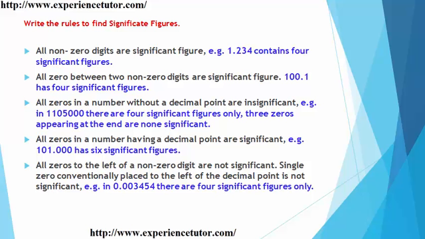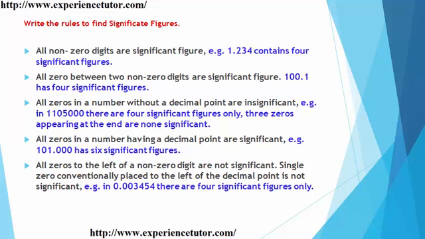Rule 3. All zeros in a number without a decimal point are insignificant. Example, in 110.5000, there are 4 significant figures only. The 3 zeros appearing at the end are non-significant. Rule 4. All zeros in a number having a decimal point are significant. Example, 101.000 has 6 significant figures.